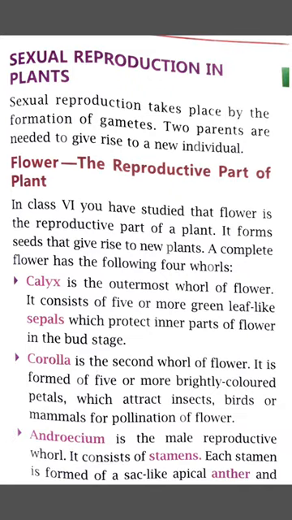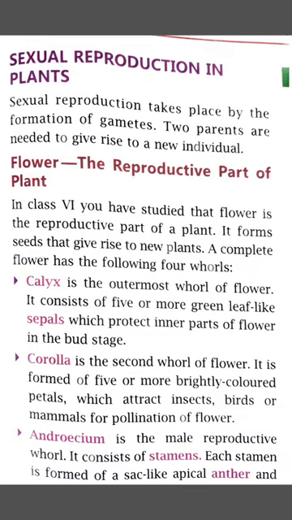Sexual reproduction takes place by the formation of gametes. I have told you it requires two gametes, which come from two parents, the male and female part. This is also applicable in plants, that means a plant also has a male part and a female part. In class 6 you studied that the flower is the reproductive part of the plant. It forms seeds and gives rise to new plants.